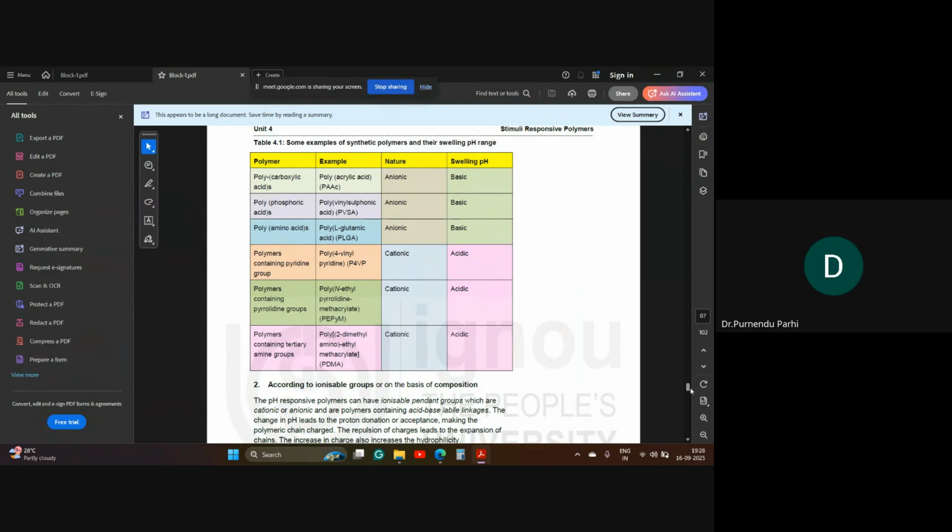So polymer example, then nature, then swelling pH. Polycarboxylic acids are anionic polymers, and their swelling is in basic pH. So some polymers get swelled in basic pH, some polymers get swelled in acidic pH.